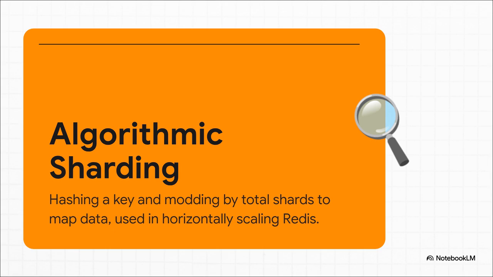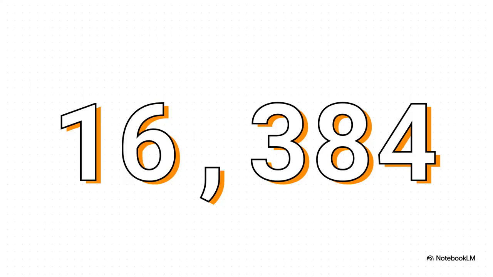If you add a new server, your total number of shards changes. That completely breaks your modulo map, forcing you to move massive amounts of data around just to rebalance the entire cluster. To solve this absolute math headache, Redis introduces a brilliant layer of misdirection: hash slots.